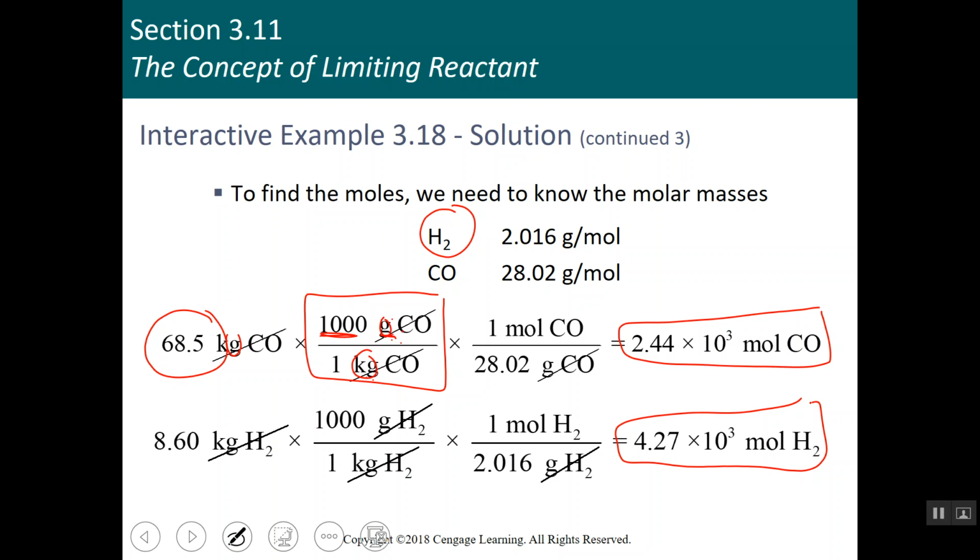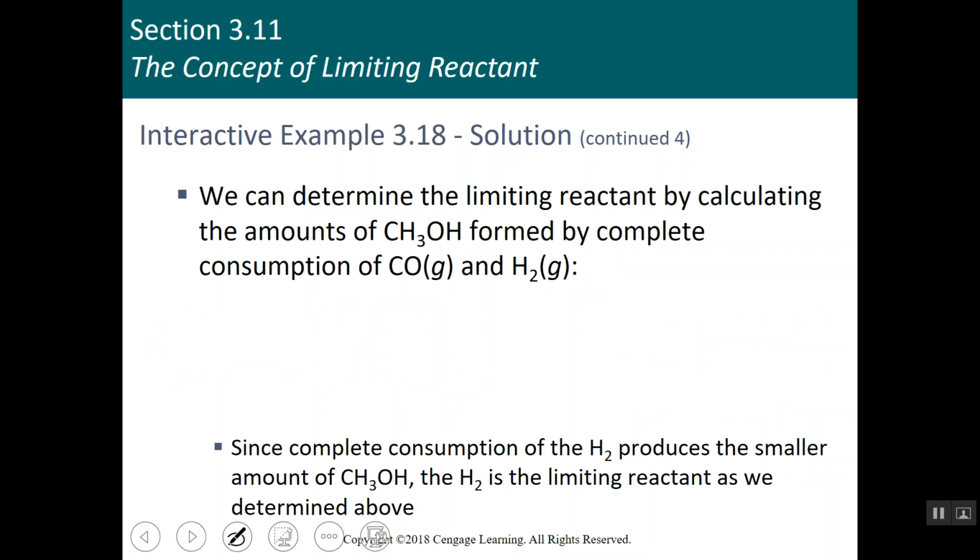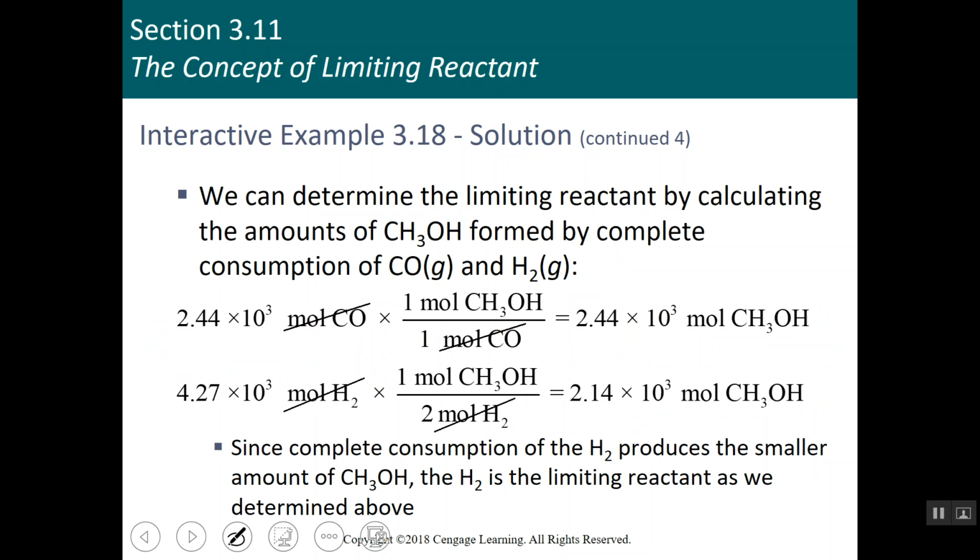Now that's how many moles we have. We need to determine which one is limiting. And what we're going to do is use each of those moles that we just calculated and use the balanced chemical equation to figure out how many moles of methanol we would get if they were able to react completely. So if we reacted 2.44 times 10 to the third moles of carbon monoxide, we would get 2.44 times 10 to the third moles of methanol. If we react 4.27 times 10 to the third moles of hydrogen, because it's a 2-to-1 relationship in the balanced equation, we would only get 2.14 times 10 to the third moles of methanol.